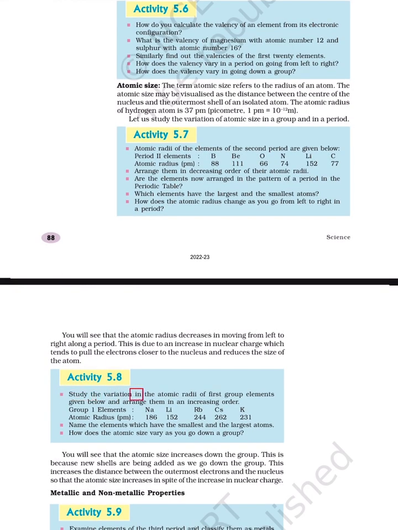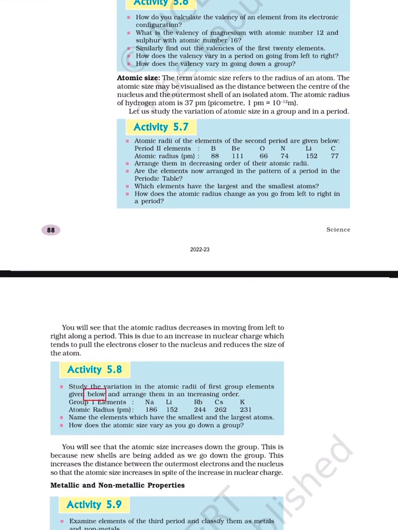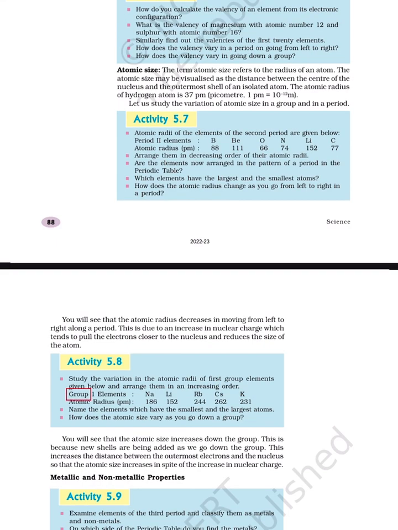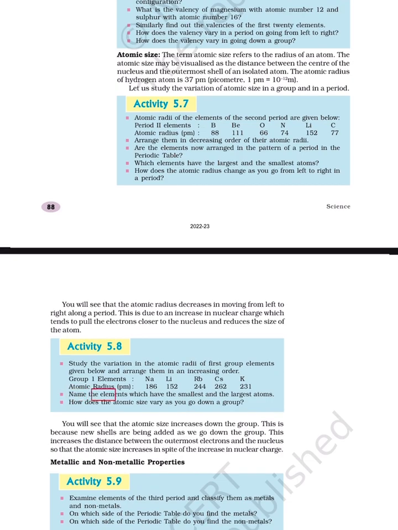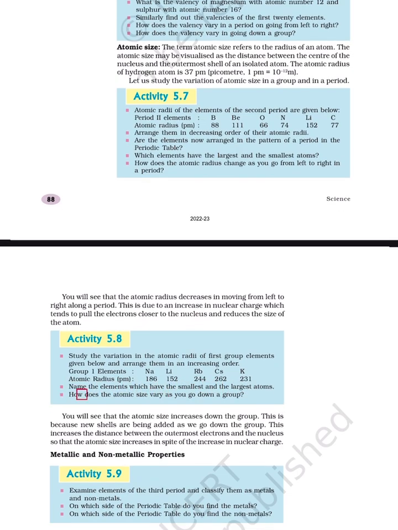Study the variation in the atomic radii of first group elements given below and arrange them in increasing order. Group 1 elements: Na, Li, Rb, Cs, K. Atomic radius in pm: 186, 152, 244, 262, 231. Name the elements which have the smallest and the largest atoms, and how does the atomic size vary as you go down a group?